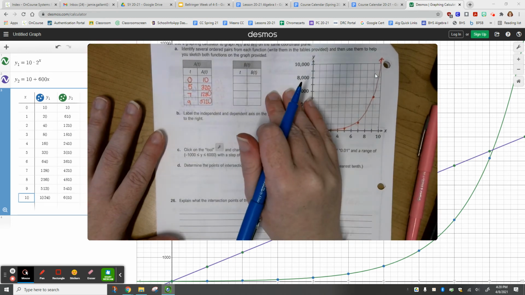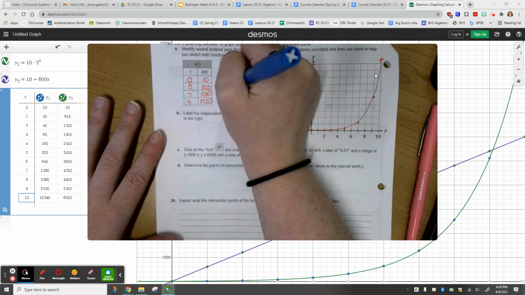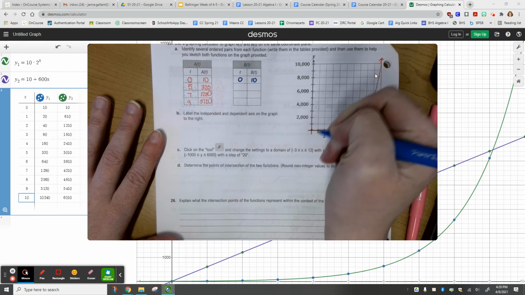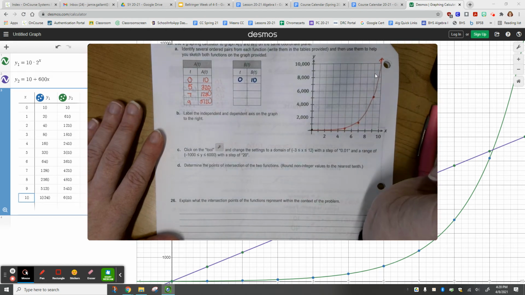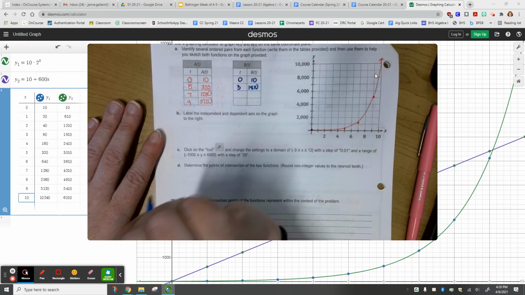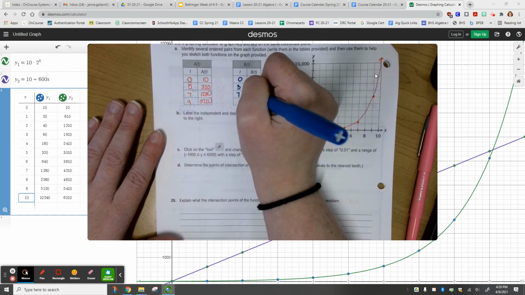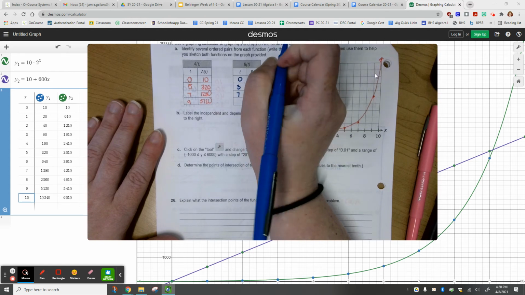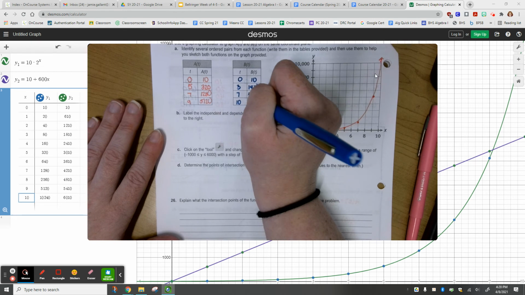Let's look at B of T. We're going to do the same thing. We're going to start with 0, 10. Let's do 3, 18, 10. Let's do 7, 42, 10. And let's do 10, 60, 10.